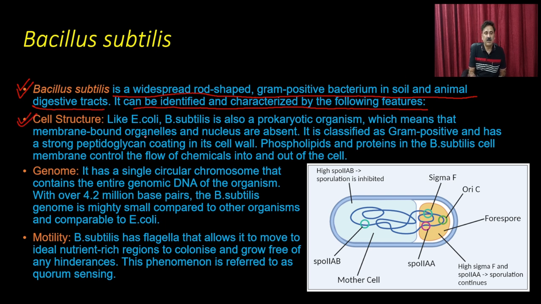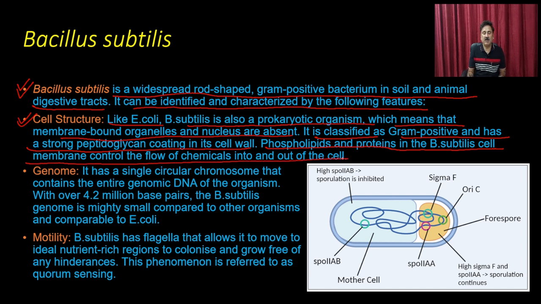Cell structures. Like E. coli, Bacillus subtilis is also a prokaryotic organism, which means that the membrane-bound organelles and nucleus are absent. It is classified as gram-positive and has a strong peptidoglycan coating in its cell wall. Phospholipids and proteins in the Bacillus subtilis cell membrane control the flow of chemicals in and out of the cell. So, this is the same as what we have discussed for E. coli, except that E. coli is a gram-negative bacterium and Bacillus subtilis is a gram-positive bacterium.